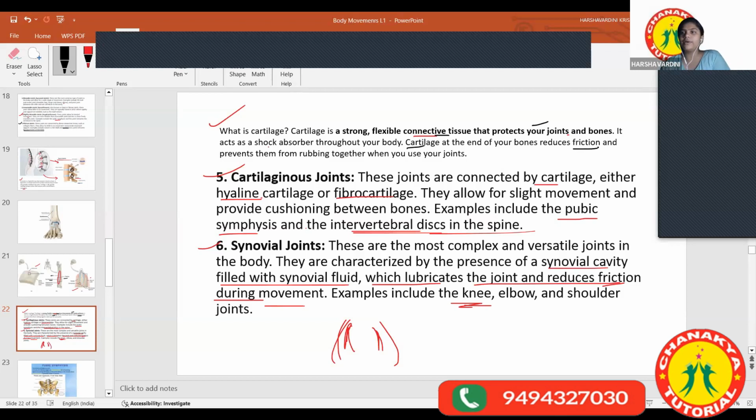They also help in reducing friction, like synovial fluid does. They help reduce friction and prevent the bones from rubbing together when you use your joint. Exactly the work of synovial fluid, these are also doing.